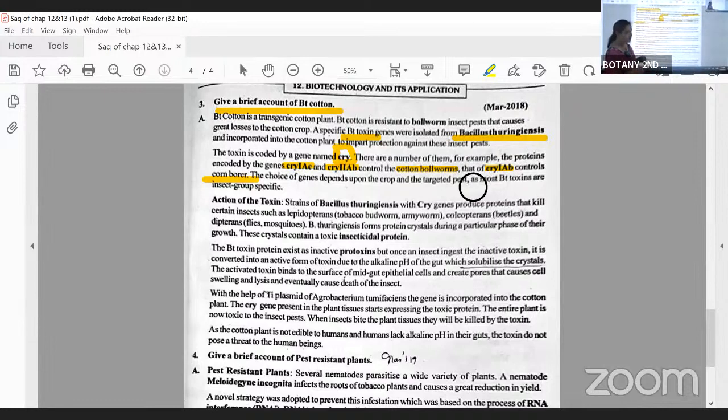Now, how does this toxinous gene act completely in the plant body itself? So we have inserted this gene in the cotton plant.